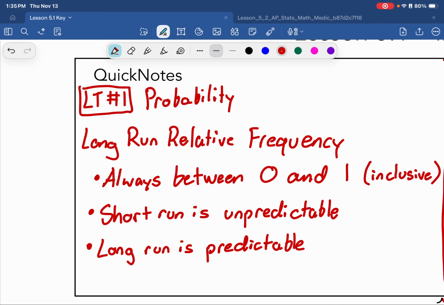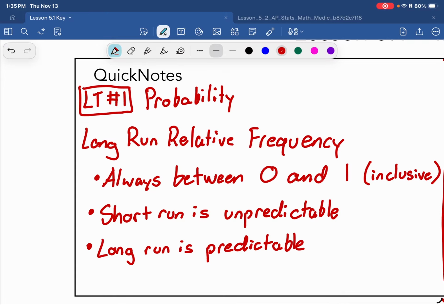The other thing just to remember, keep in your head, short run's unpredictable. Your smaller sample size, it's going to be more unpredictable. But the long run is predictable. And over many, many trials, the percent of successes will approach the percentage that you have for your probability.